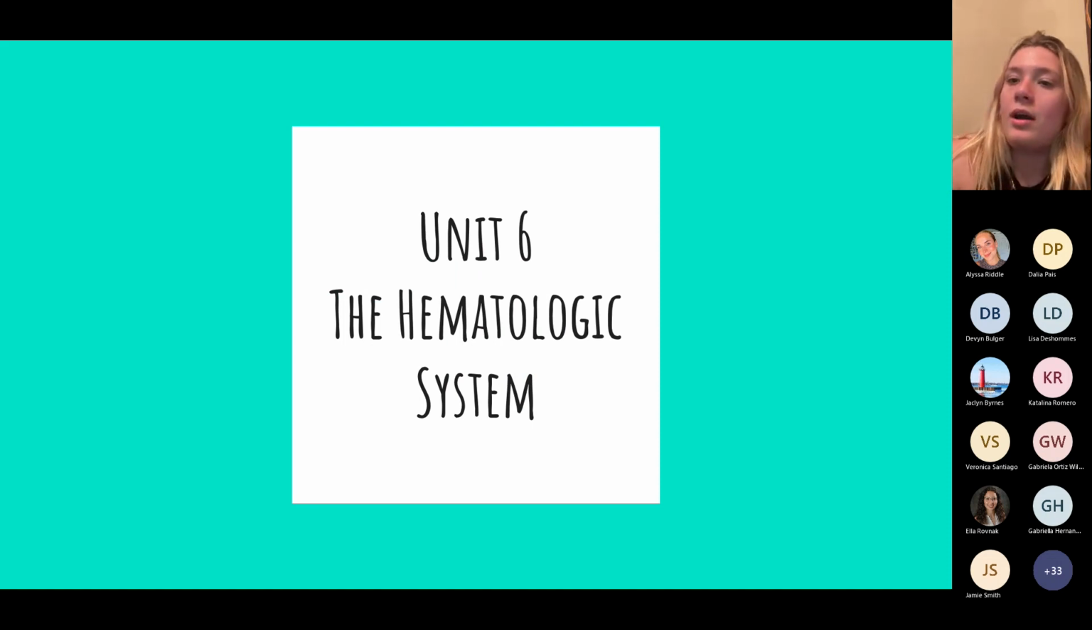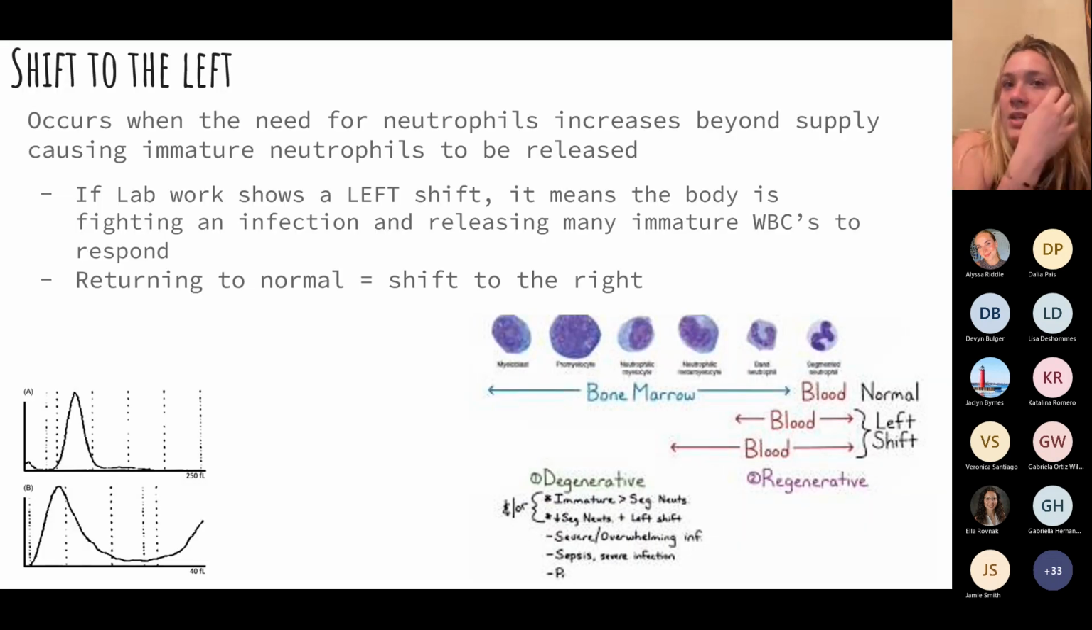Now we are going to talk about blood. So what is a shift to the left? If I am having an infection, I'm going to release whatever I have, even if that includes immature neutrophils, okay? So if I have lab work done and I show a left shift, it means my body's fighting a pretty new infection. So if you come into the hospital and you see a shift to the left, maybe 4 or 5 days later, we want to redo the neutrophil test. And if we see a shift to the right, it means we're returning back to normal.